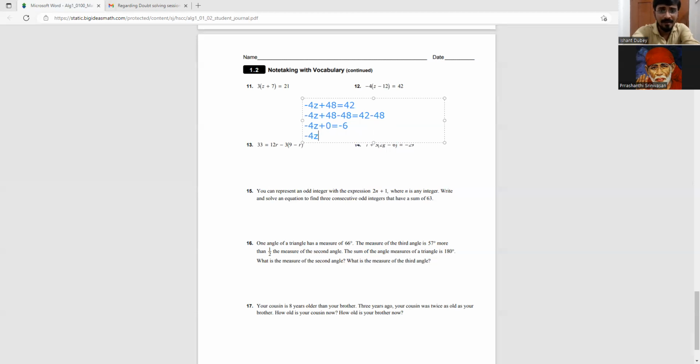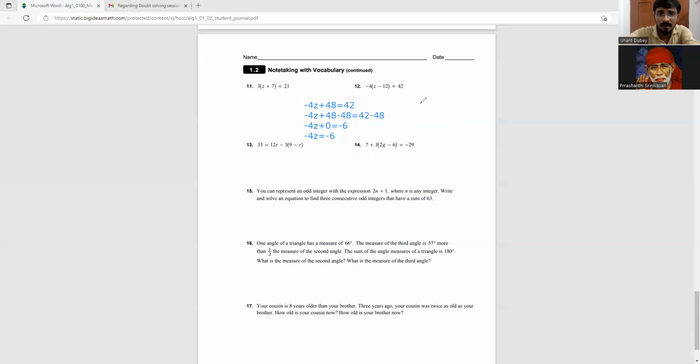Next, what do we get? Minus 4z equal to minus 6. Now here, again, what we have to do? See, on both sides, we have the minus sign, so you can cancel it. Otherwise, I can do it like this also. I want only z. I don't want any coefficient. So I can divide by the same coefficient. What is the coefficient of z here? Minus 4.